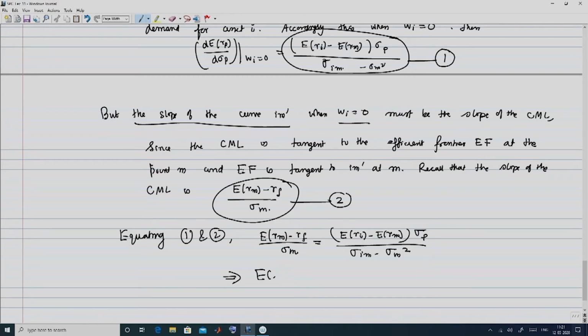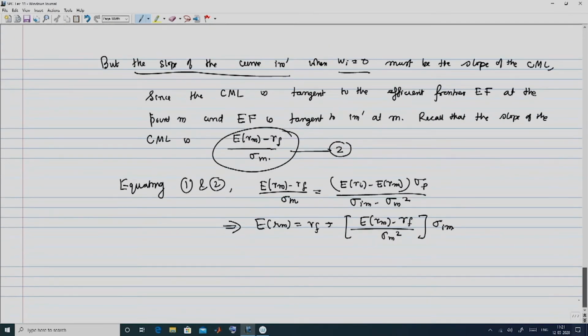Which implies that ERI is equal to RF plus ERM minus RF over sigma m square into sigma Im. And this line is referred to as the CAPM or the security market line or SML.